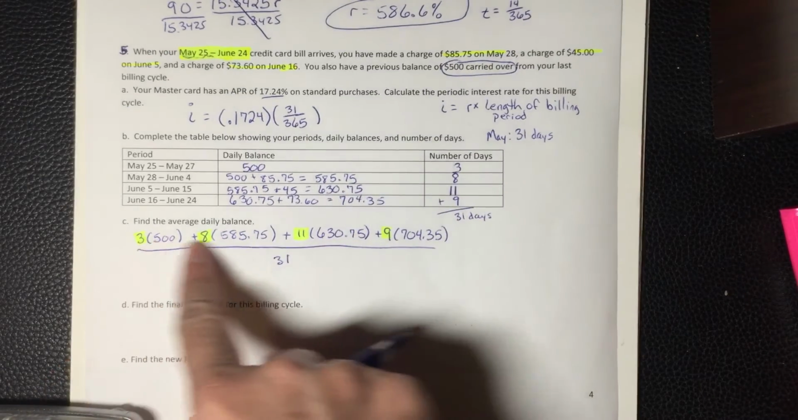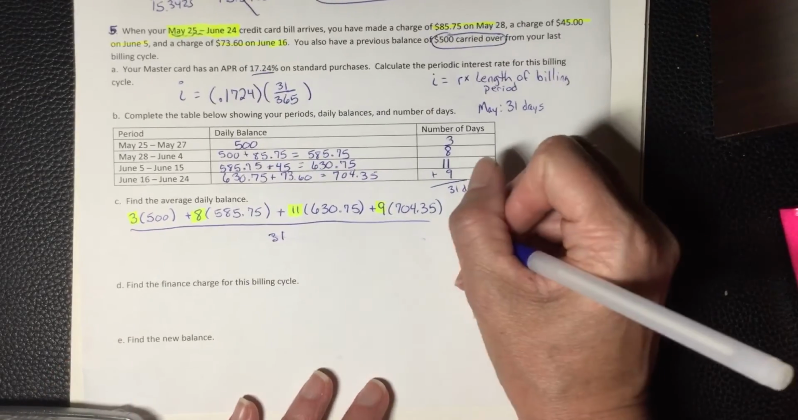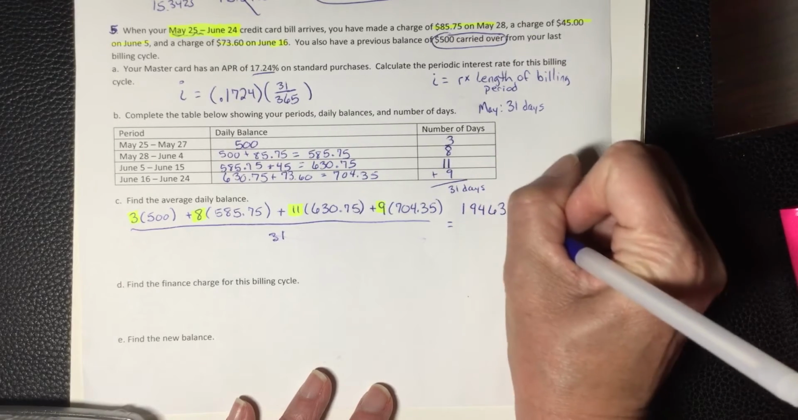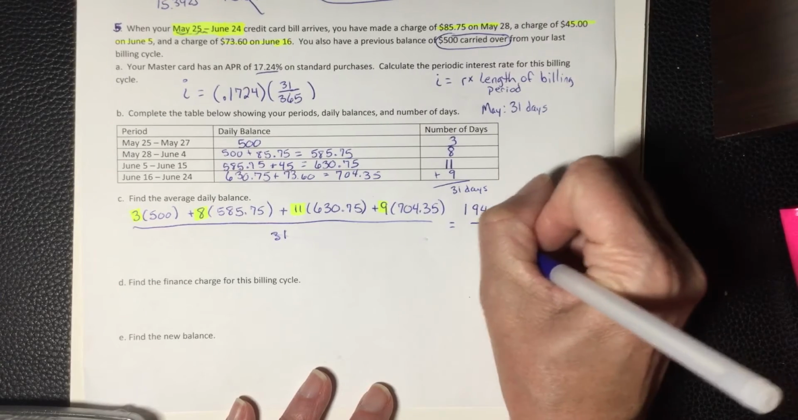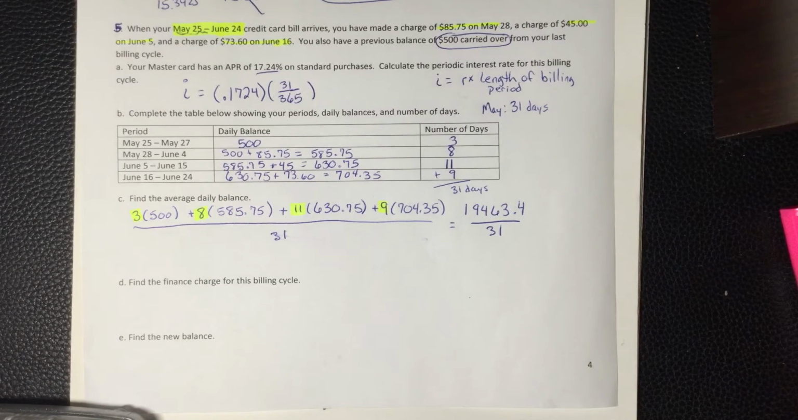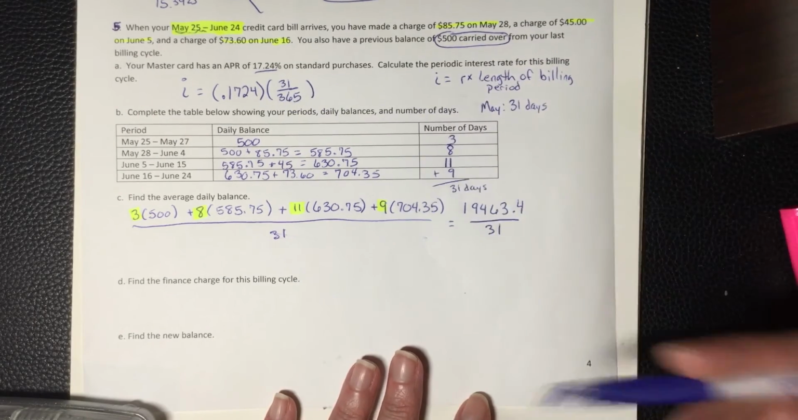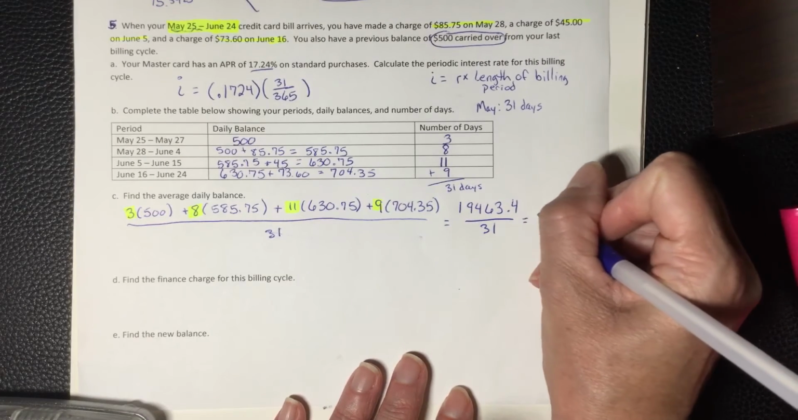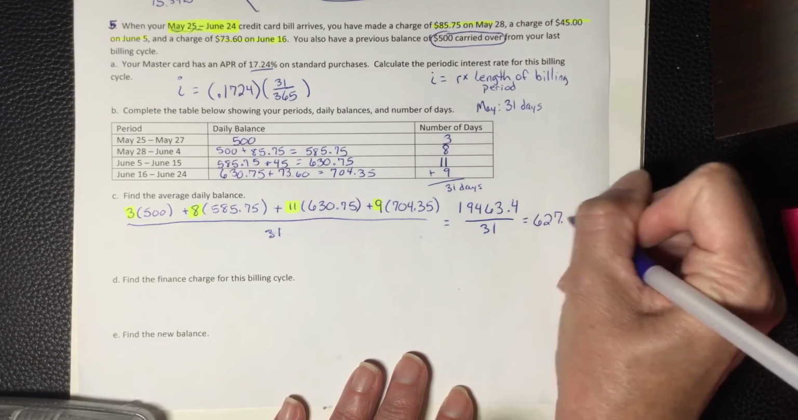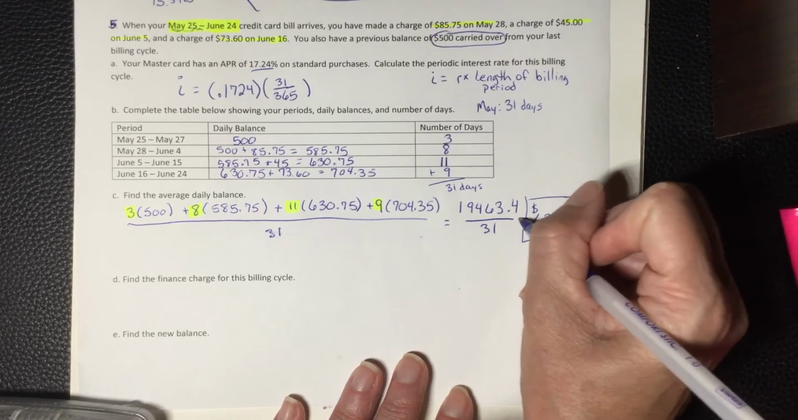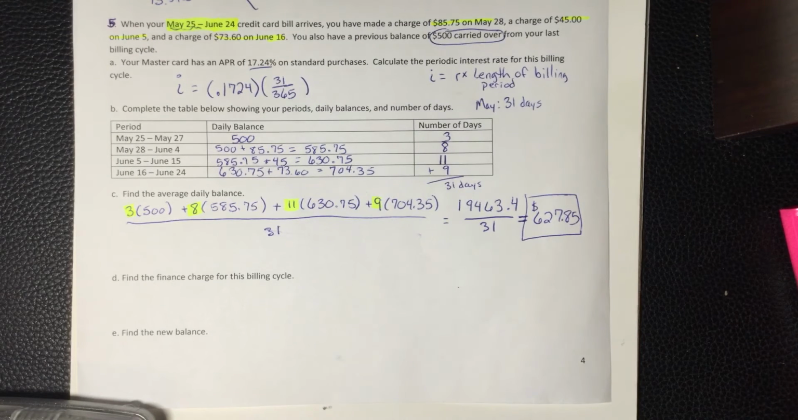If you do the whole numerator first in your calculator, you're going to get 19463.4. And then we're going to divide that by 31. Now remember, this is an average, so your average should fall somewhere between the 500 and the 704.35. In this case, we're getting $627.85. So that looks fairly reasonable. That's somewhere between that 500 and that 704.